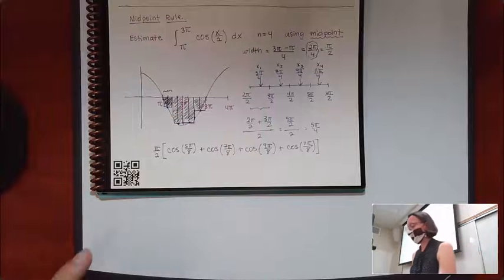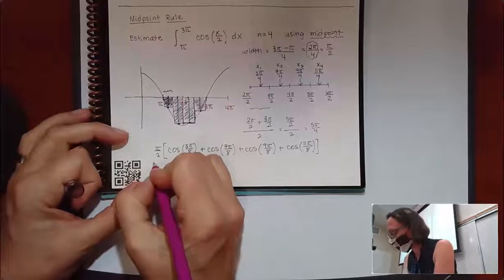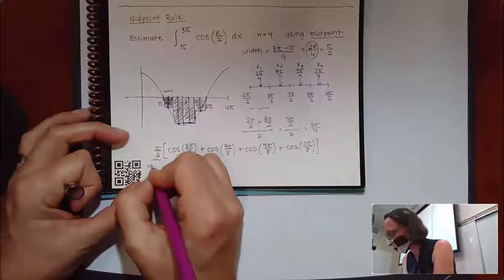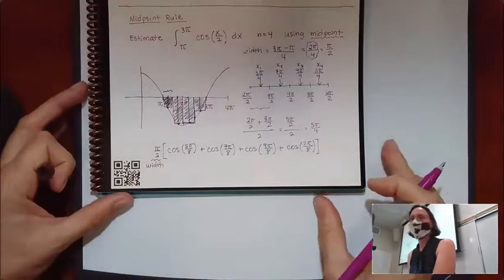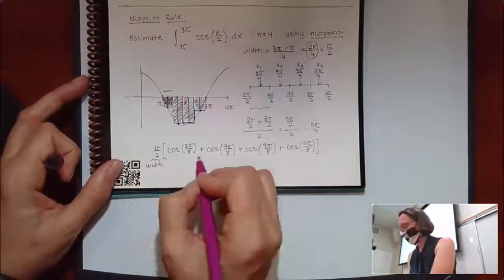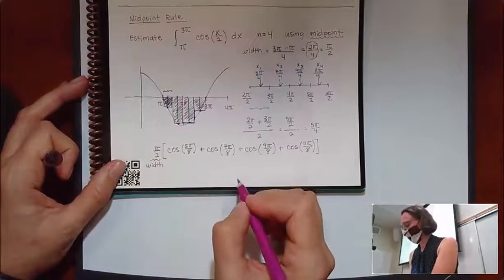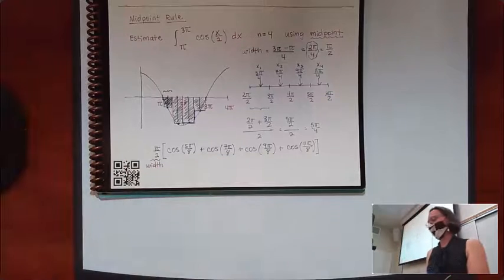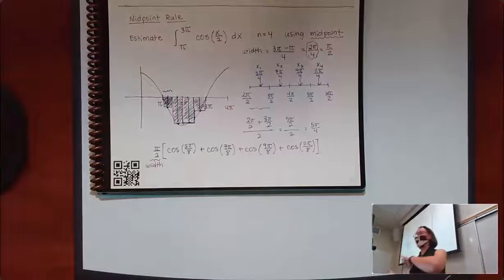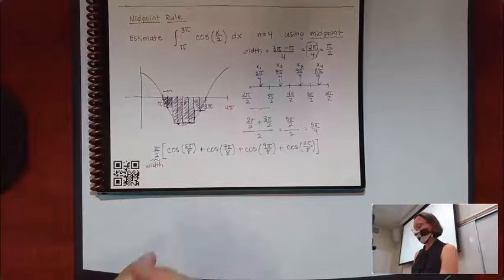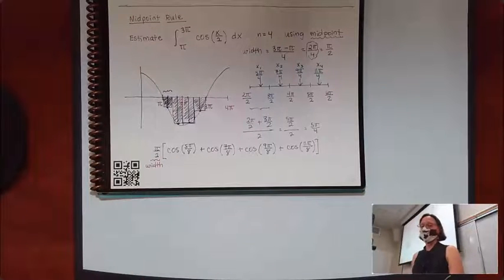Oh, there's a question about why the pi over 2 in the front again. So this part is like the width of each rectangle, and then these are each of the heights of the rectangles. But since each rectangle has the same width, we go ahead and factor it out in front of the formula. You don't have to do that. You can multiply each of the heights times the width if you want. That's fine too.